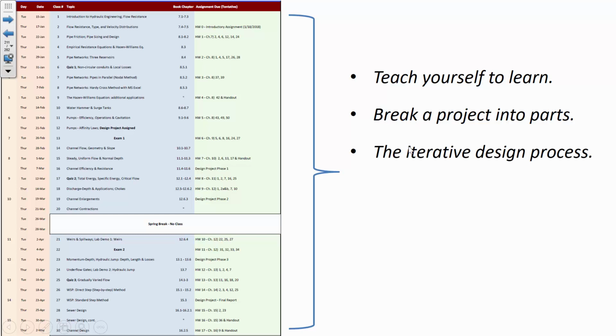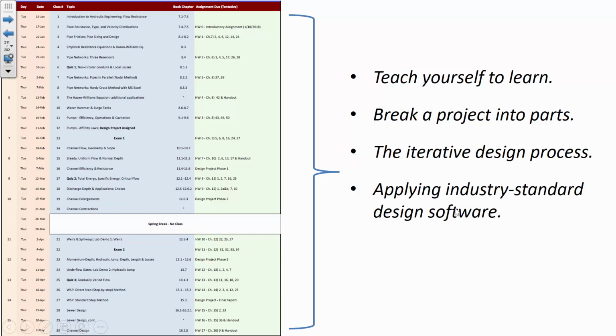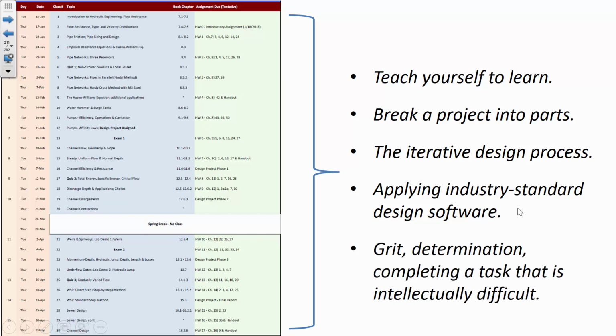The idea of iterative design and optimization is an important part of what I hope you'll learn this semester, as well as learning how to apply that WaterGEMS software and being able to walk away from your time at Marshall with a software package that is known and accepted throughout the industry as being the most powerful hydraulic analysis tool available for municipal design networks.